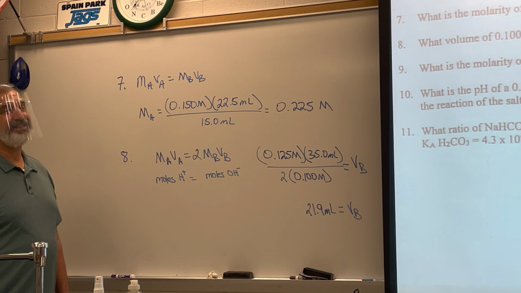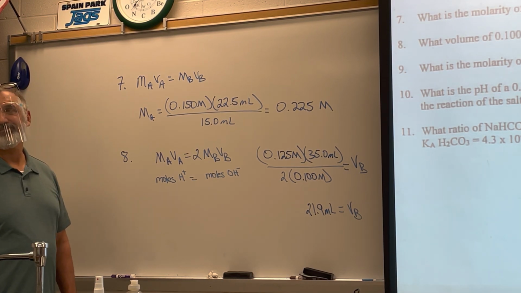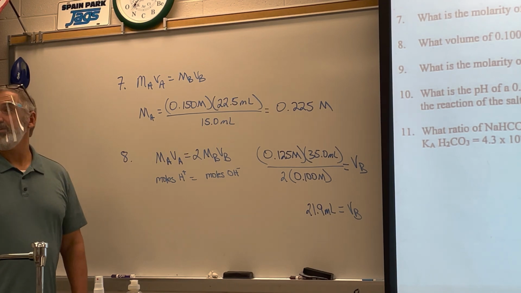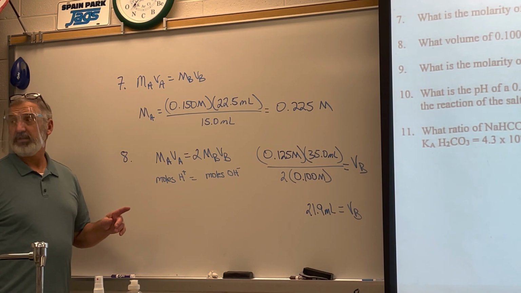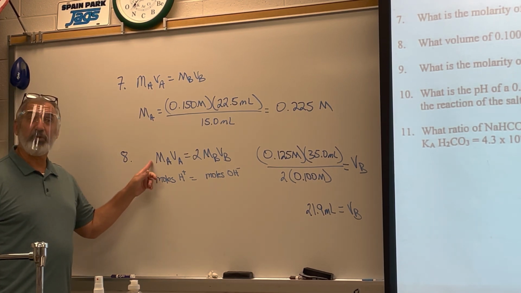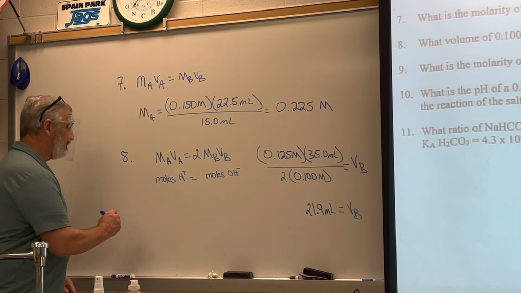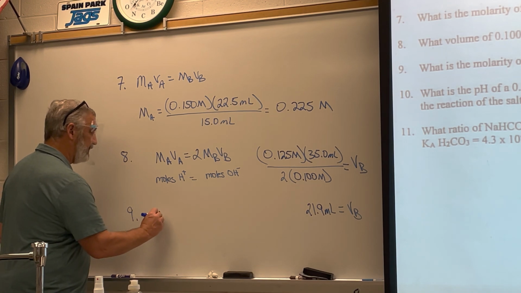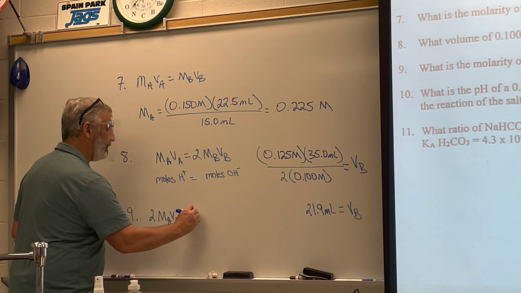All right, now using that same concept then, what about number 9? What are we gonna have to do with number 9? 2 H's, so where's the 2 go? It's H2SO4, right? So I'm gonna need, because I want moles of H plus, so each mole of H2SO4 is gonna give me a 2. So for number 9, it's gonna be 2 MAVA is equal to MBVB.